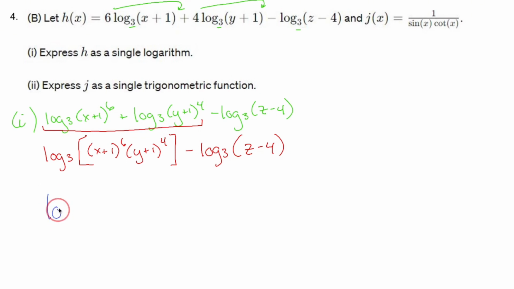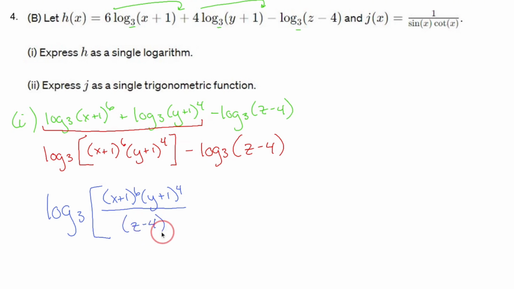So last but not least, our single logarithm is going to be log base 3, x plus 1 to the 6th, y plus 1 to the 4th, didn't change. That's going to be over z minus 4 in an unnecessary parentheses, but now we have everything in a single logarithm. Hooray! I love it. And that's h.